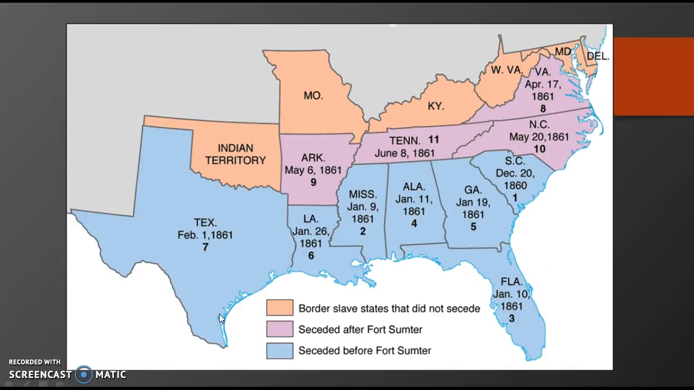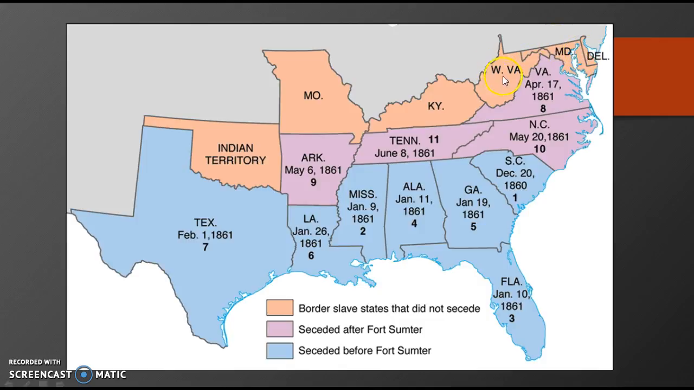All right, so now let's look again here. Same map we looked at a little earlier, with the border of the states that had seceded before Fort Sumter. The states right here in this purplish color secede after Fort Sumter, including Virginia, which is a very important slaveholding state. And then you have the border states right here: Missouri, Kentucky, Maryland, Delaware.